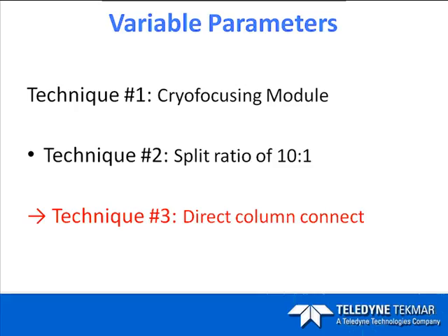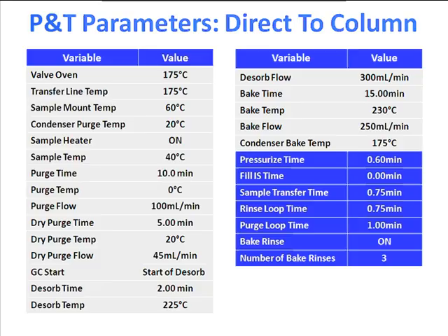The last technique we're going to look at is the direct column connect. We used exactly the same parameters that were used in the 10 to 1 split. We had a purge time of 10 minutes and a desorb time of 2 minutes.